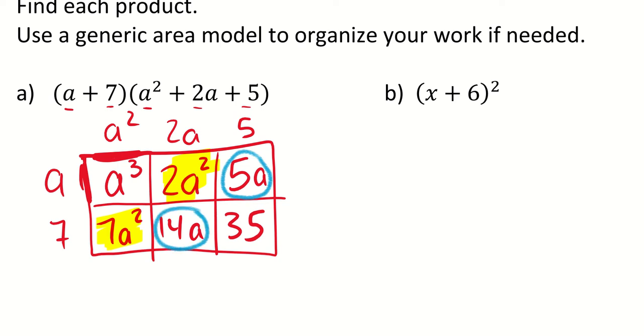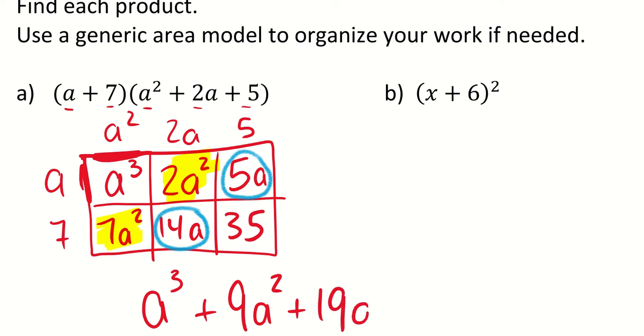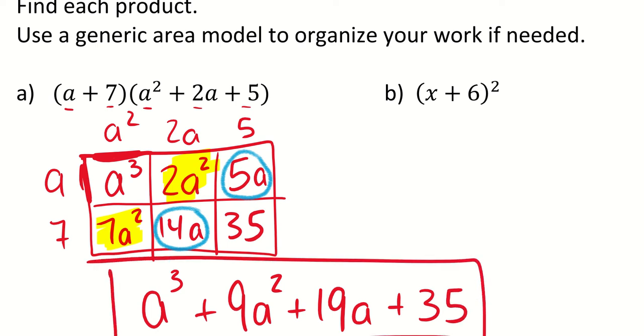So the answer that I'm looking for here, fully simplified, is A to the third power plus 9 times A squared, and then plus 14A plus 5 more A is 19A. And these are A's that are being added, right? You've got 14 of them, and then plus 5 more is 19 A's. And then finally, I've got plus 35. So this is my answer for 5A.